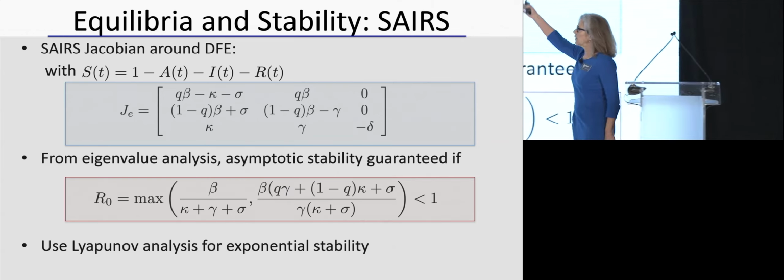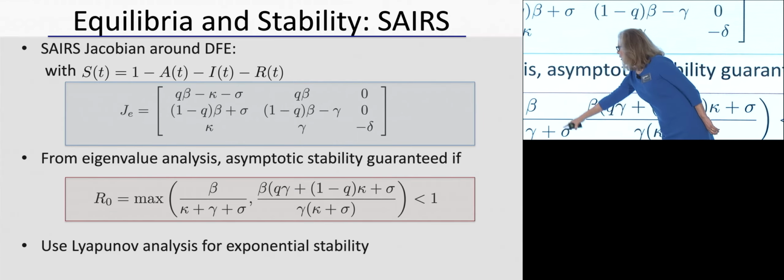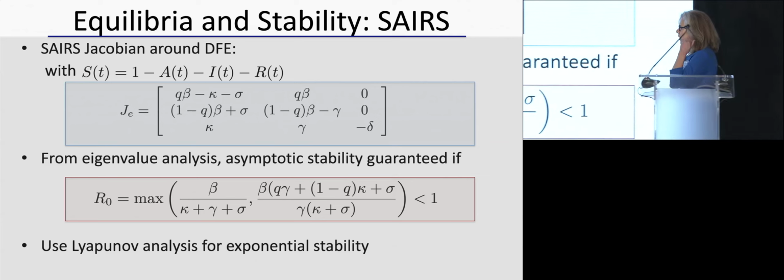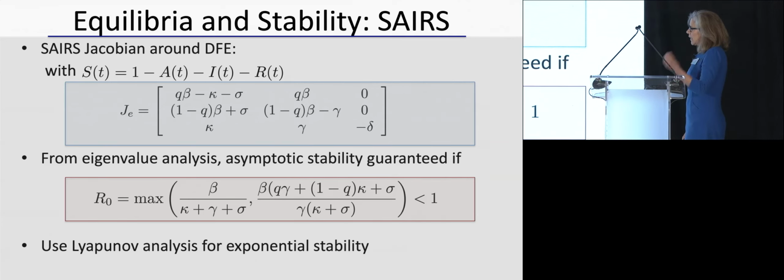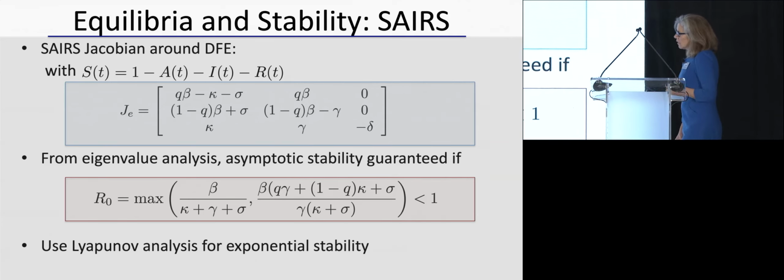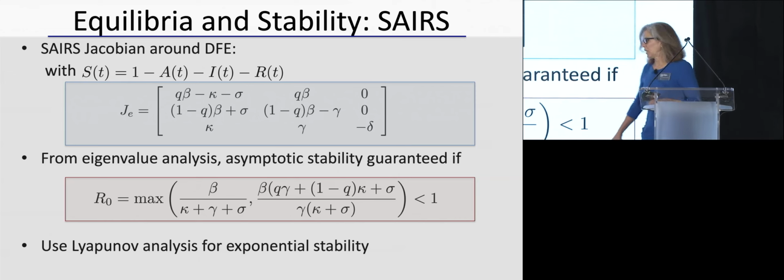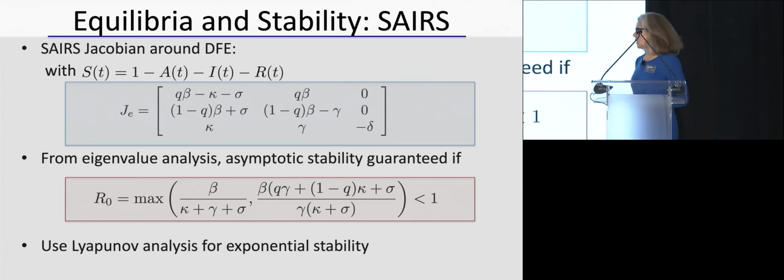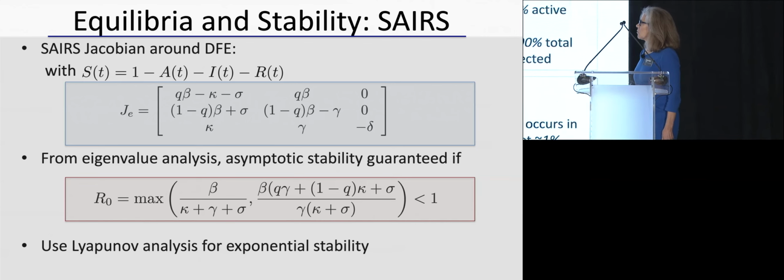And so notice that, again, we have essentially a sort of beta over gamma condition. So that is the rate of infection over the rate of healing should be less than 1 for convergence to the disease-free state. And again, we can use Lyapunov analysis and get exponential stability conditions.